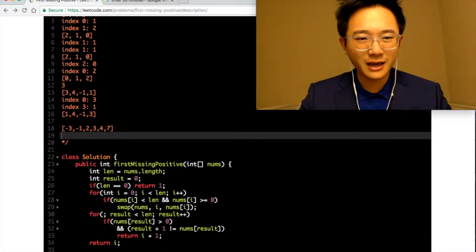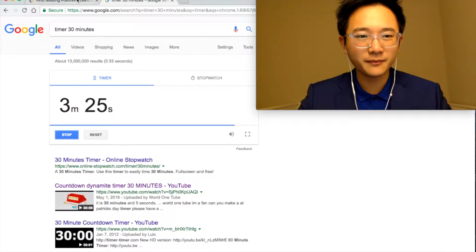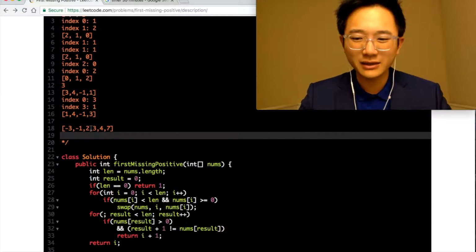Okay, what if they have negative? Now we have negative. Do I have time? I have 3 minutes. Only 3 minutes left. What if we have a negative number? So if this result is larger than 0 and, okay, so at index 0 we have -3, we don't care about it, and index 1 we have -1, we don't care about it, and index 2 we have 2, it's the same.